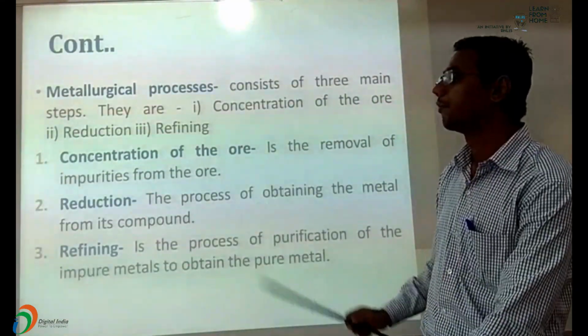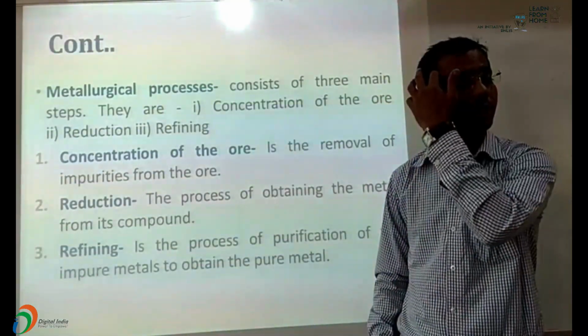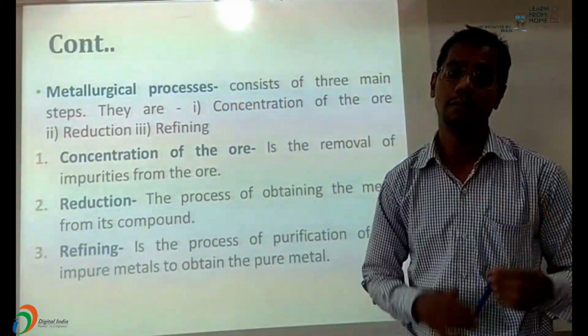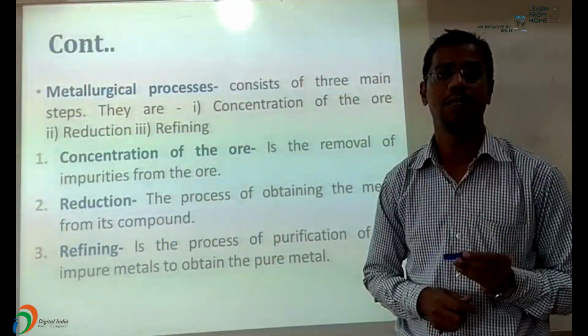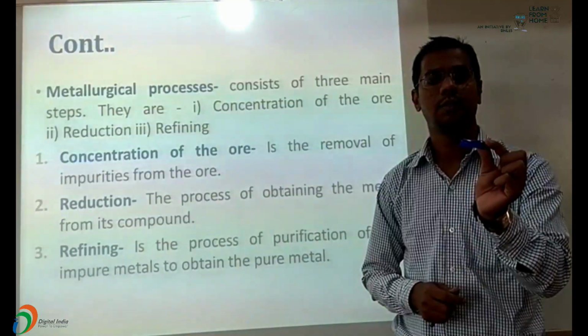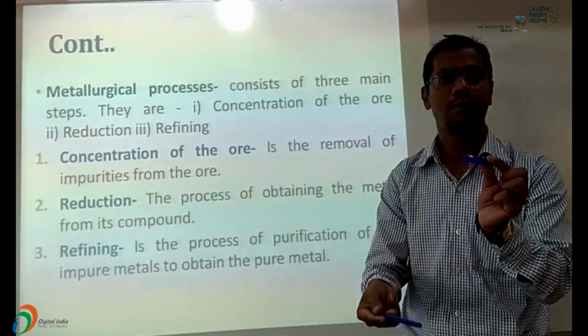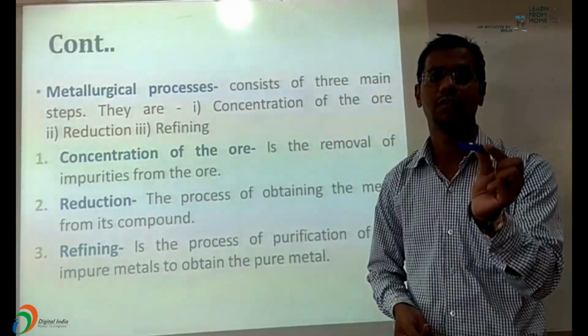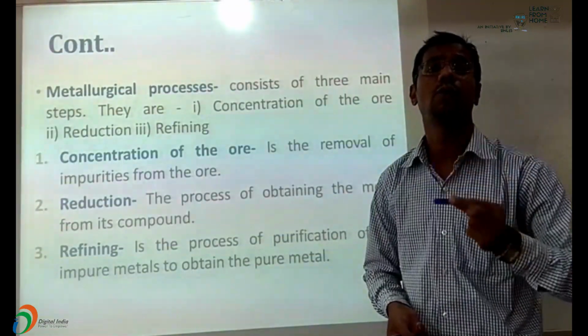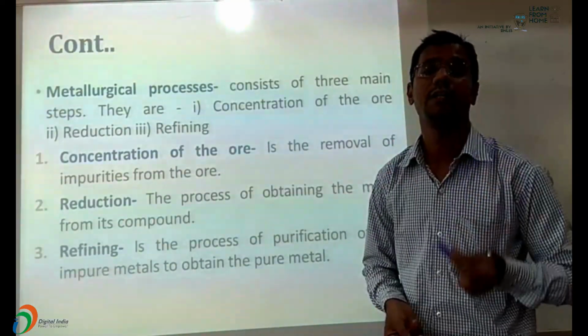Next one, refining. Obviously, once we get a metal, suppose we get a metal, is it pure? Obviously, we removed impurity, but whatever metal we get is not 100% pure. So we want to purify it, we want to refine it.